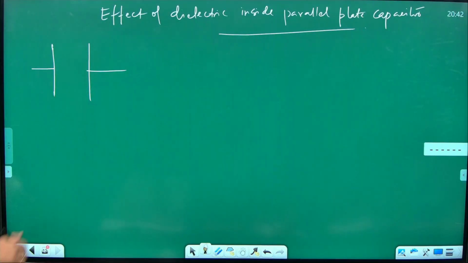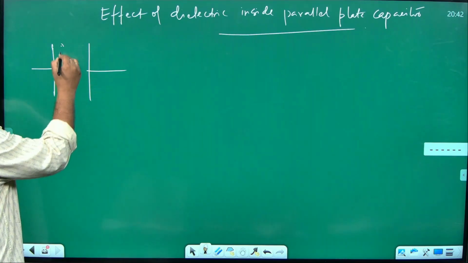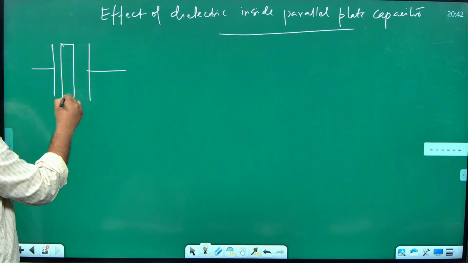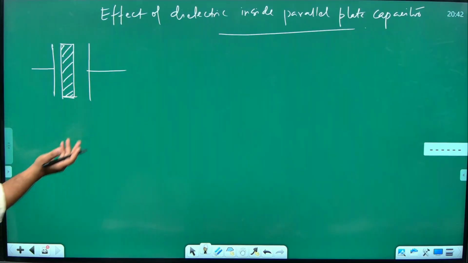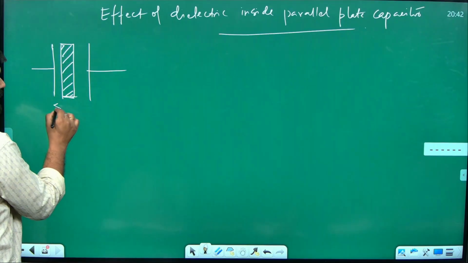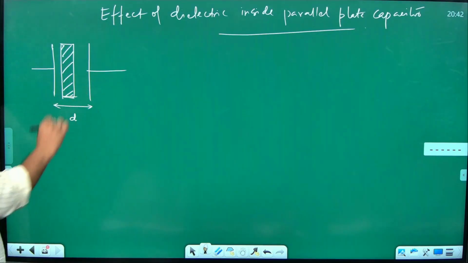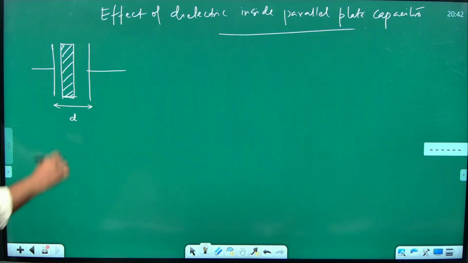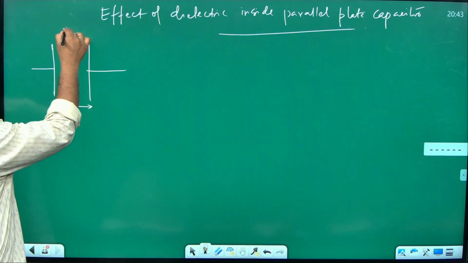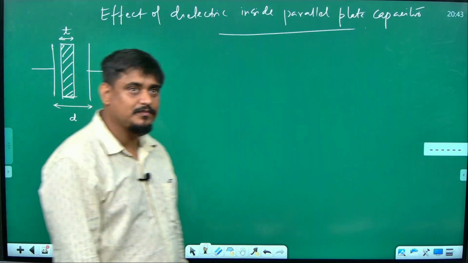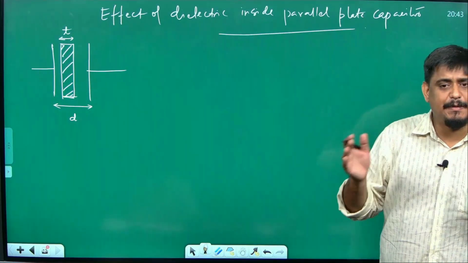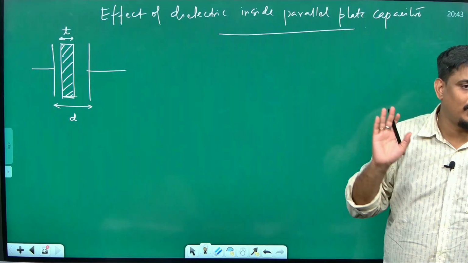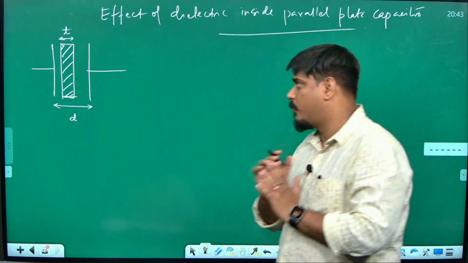So what I am going to do now, in this capacitor I am going to place a dielectric. Again, what is that dielectric? Insulator. Heavy word to make you depressed that you are in 12th standard. The distance between the plates is d, and the thickness of the dielectric is t. I have taken the thickness of dielectric as t, and the distance between the plates as small d.